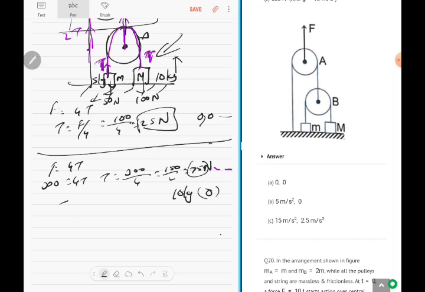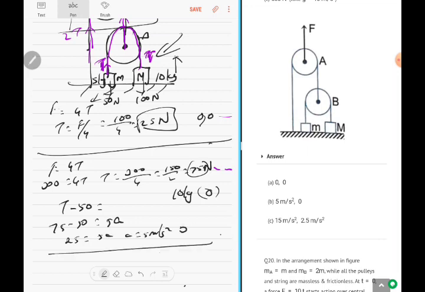So then it's up, T minus 50. T itself is 75. So 75 minus 50 will be equal to 25. It's equal to m into a. So m is 5 into a. So 25 is equal to 5a. So a is equal to 5 meter per second square. That answers part B, section B, where the answer is 5 meter per second square.